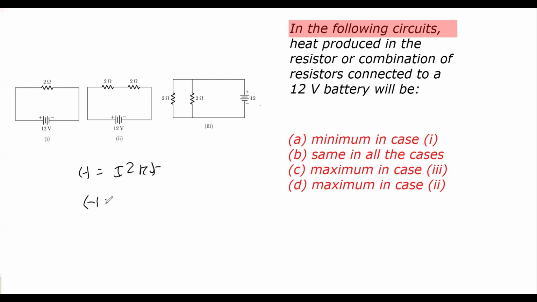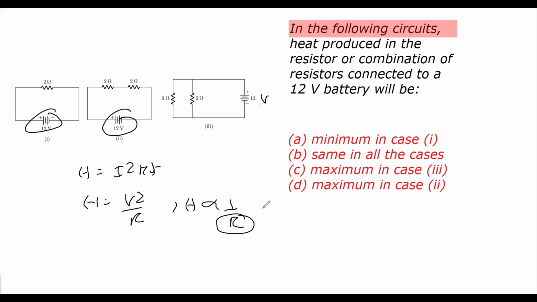Instead, we can apply H is equal to V squared by R, ignoring T as the time is the same here. Check here, V is the same in all cases. So therefore, we can say that heat is inversely proportional to R. So the smaller the resistance, the greater will be the heat. In this case, the resistance is 2 ohm. In this case, the resistance is how much? 2 plus 2, 4 ohm.